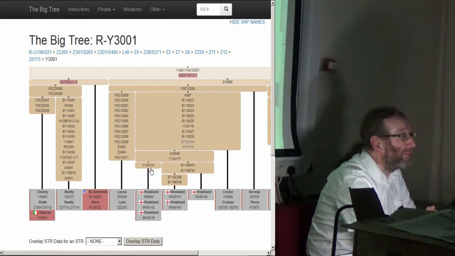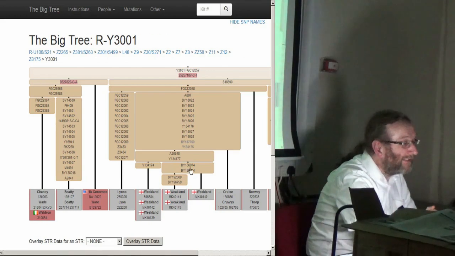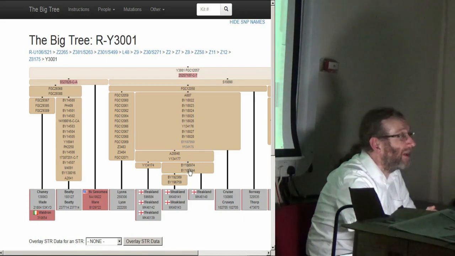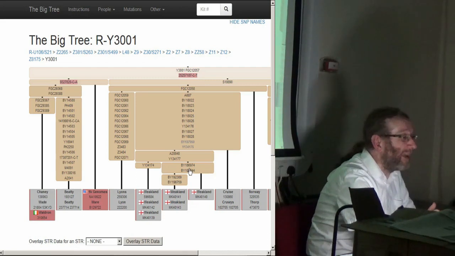So that is a surname-specific SNP mutation. The same thing over here. These three all have 186974 and 188744 mutations. The other three Weaklands don't. So these two mutations almost certainly first occurred in probably two different men with the Weakland surname, maybe in the same man.